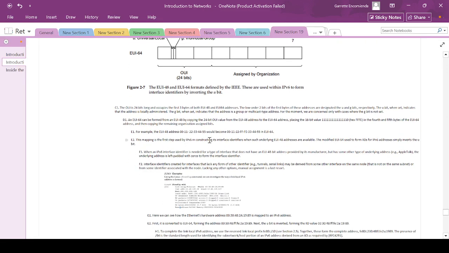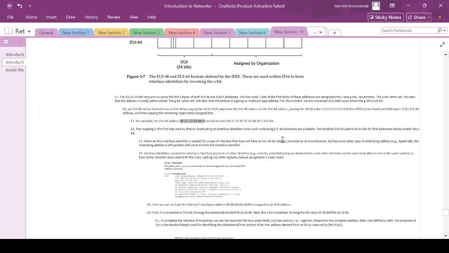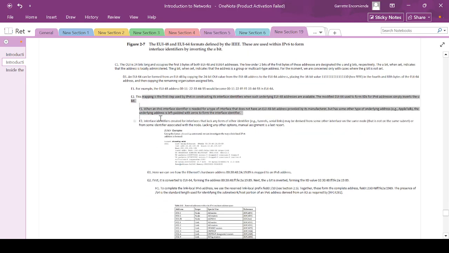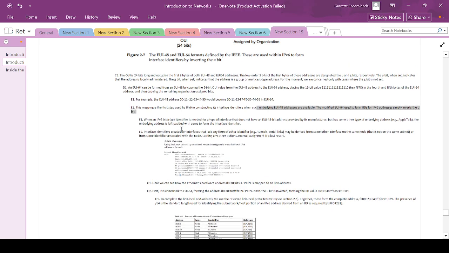For example, the EUI-48 address 001122334455 would become 001122FFFE334455 in EUI-64. This mapping is the first step used by IPv6 in constructing its interface identifier. So as you can see, the EUI-48 needs to be converted to EUI-64 first before we can construct the IID, which is the first step used by IPv6 in constructing its interface identifier.